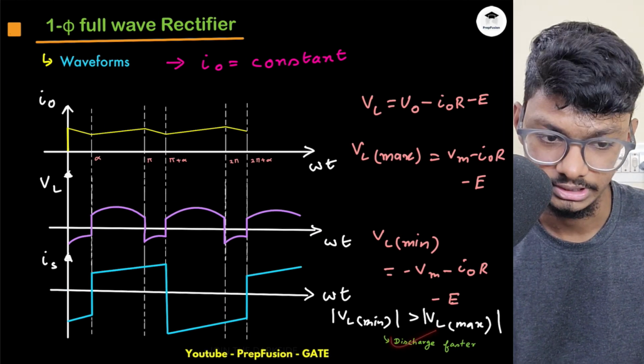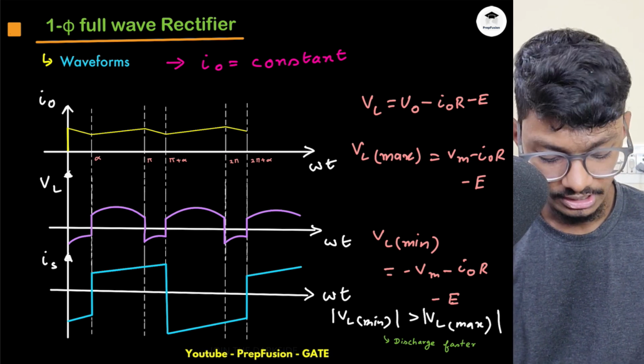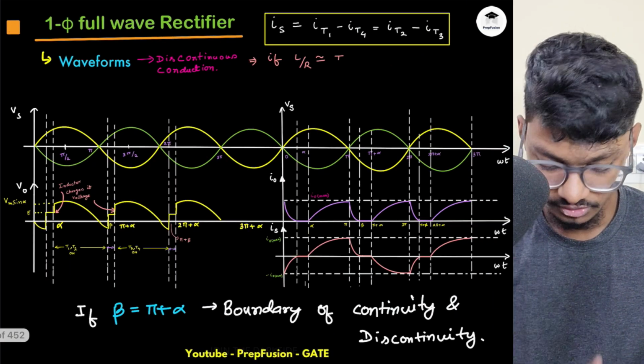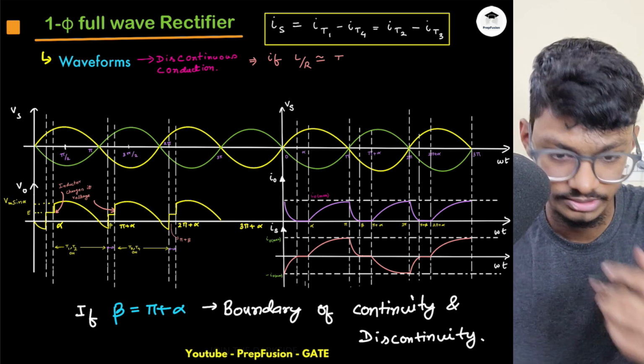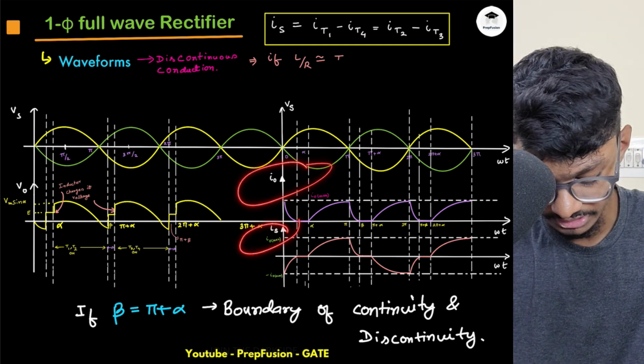Discharge fast, right? Okay, so this is the case for the continuous case. And what about the discontinuous case? For the discontinuous case, I will not draw the thyristor voltage. It will be just complex. Just the load currents, source currents and the output voltage.